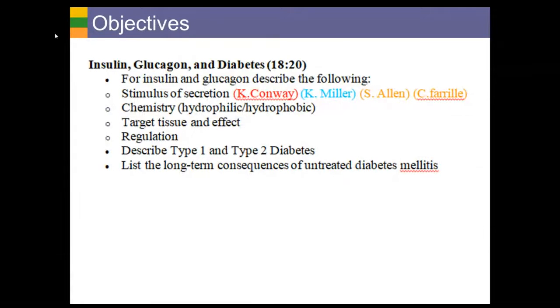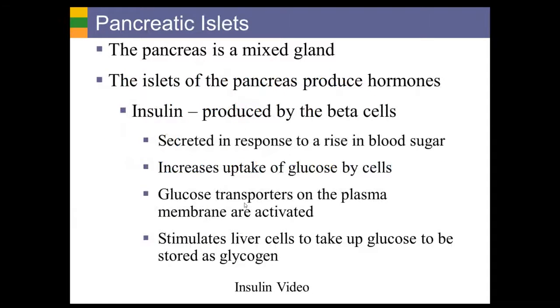The next screencast was insulin, glucagon, and diabetes. Specifically, the muddiest point that was indicated was for insulin and glucagon, describe the stimulus of secretion. I'm actually going to cover most of this, because just describing the stimulus of secretion seems like I'm not doing justice to the topic. So let's jump into this.